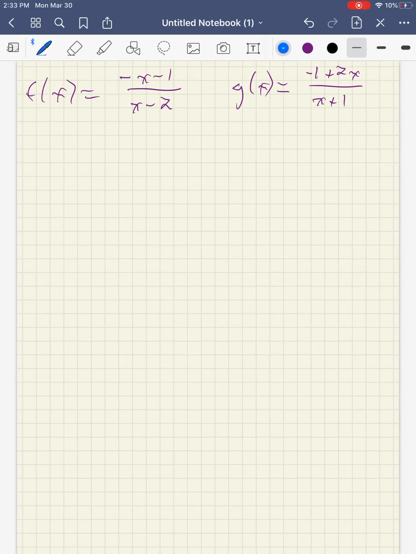Okay, so the question here is, are these two functions inverse functions? And for them to be inverse functions, two things have to be true. First, f of g of x has to be x, meaning if I take a number and I plug it in here for x, I get a number out. I take that number, plug it into f, and the number I get out is my original number.